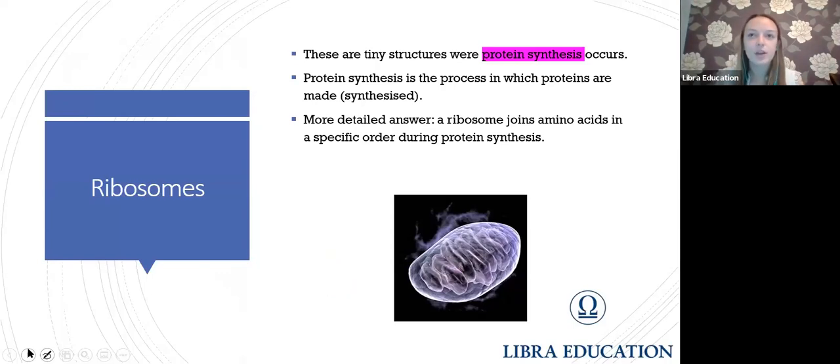So if I said to you, for example, I know I wouldn't, but if I said we're going to synthesize a cake, that means we're going to make a cake. Doesn't really make sense. But the point here is protein synthesis means making proteins.